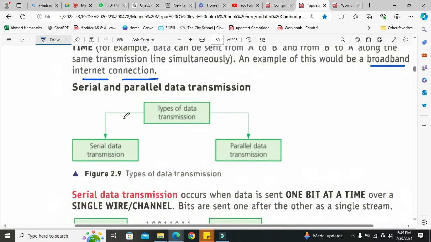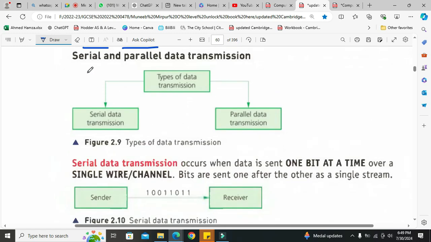So now the methods of data transmission are serial and parallel data transmission. Types of data transmission means that one we have the serial data transmission, the other one is parallel data transmission. These are called the types of data transmission.